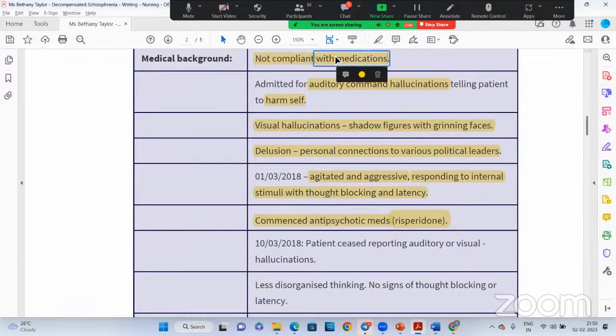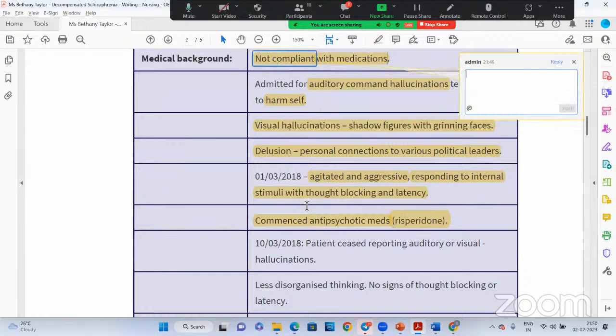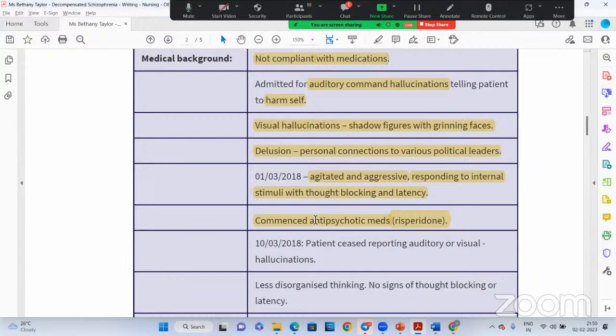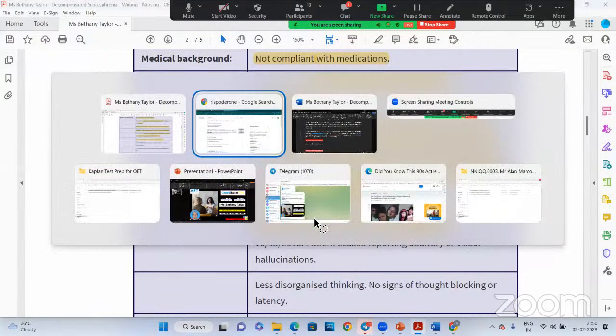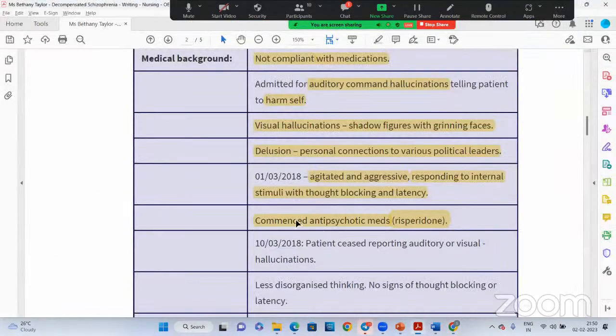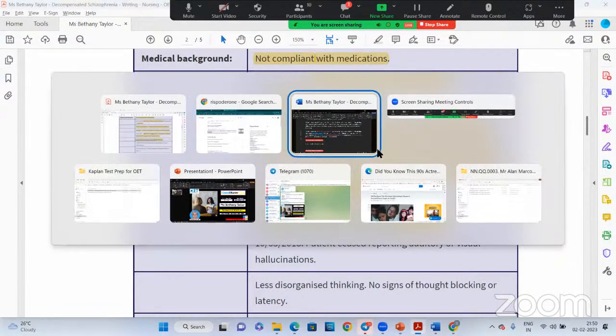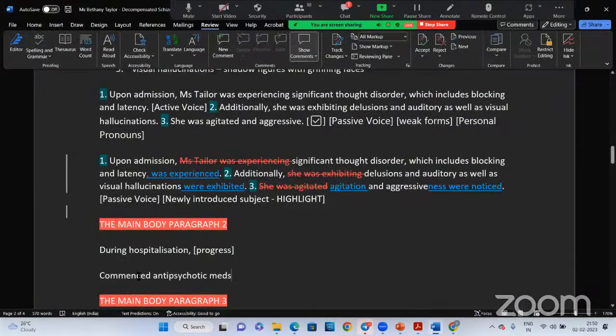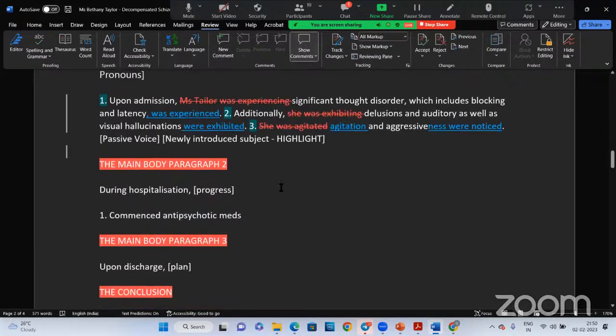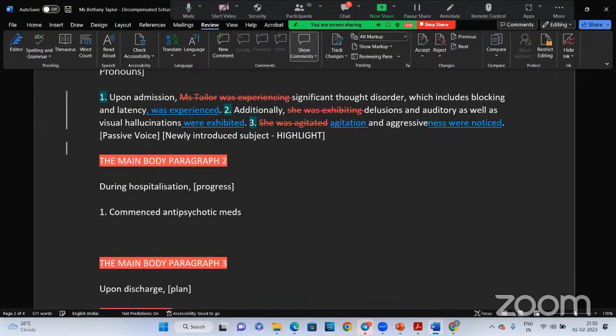She was taking these medications for schizophrenia and now she stopped, not taking properly. So it commenced now, but it had already commenced, so now it is recommenced. So here you can write that one. Commenced antipsychotic medications. Copy text. That is the first point. Commenced antipsychotic medications. Number one.